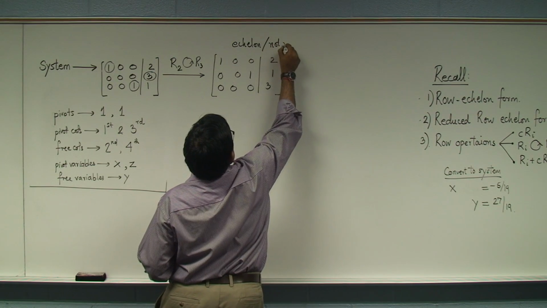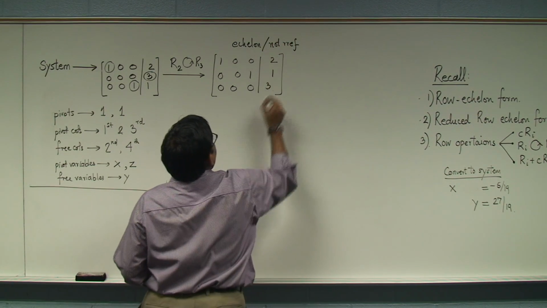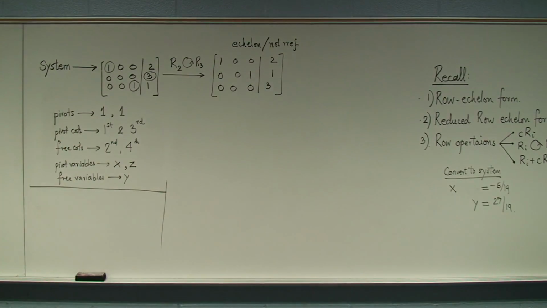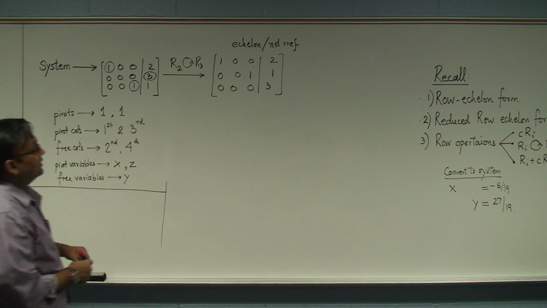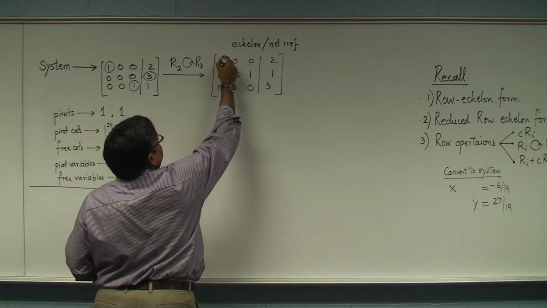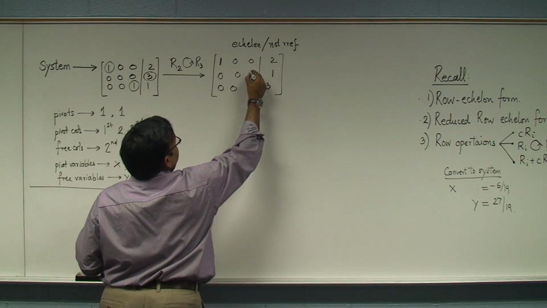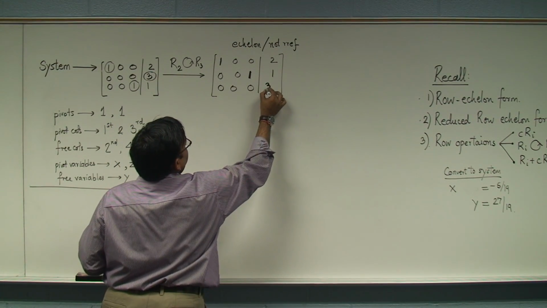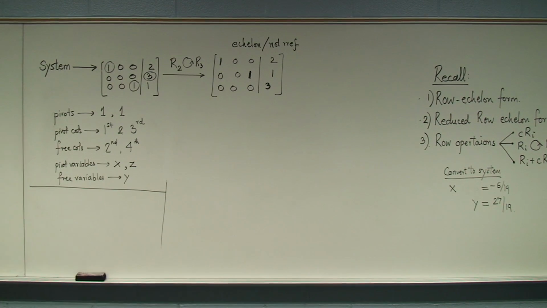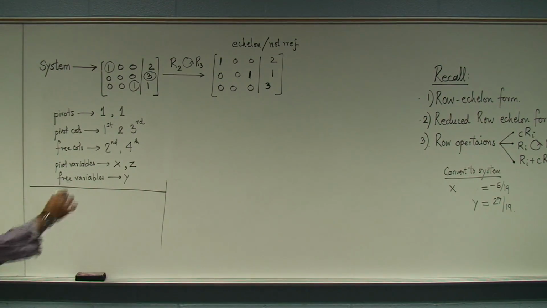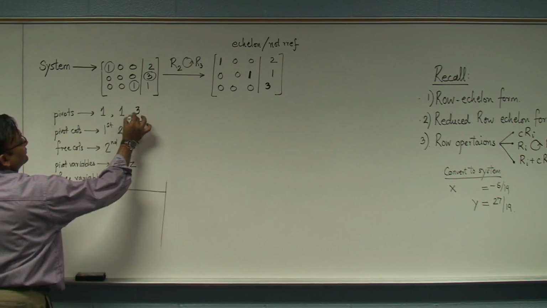This is not row-reduced echelon form, and the reason for that is because we have 3 as a pivot entry. But let us work through this again so that we can understand what things have to be changed. Pivots. So what are the pivots in this case? This entry is a pivot, this entry is a pivot, and this entry is a pivot. So it is 1, 1, and 3, which we have as the pivots.